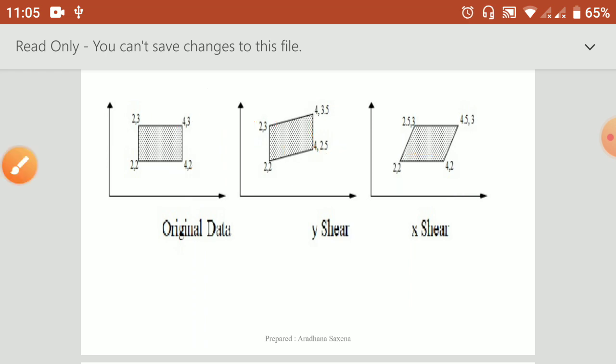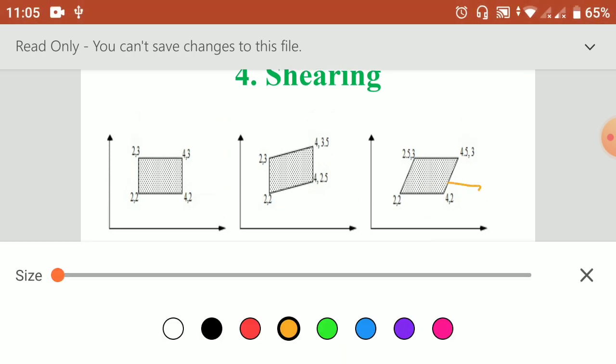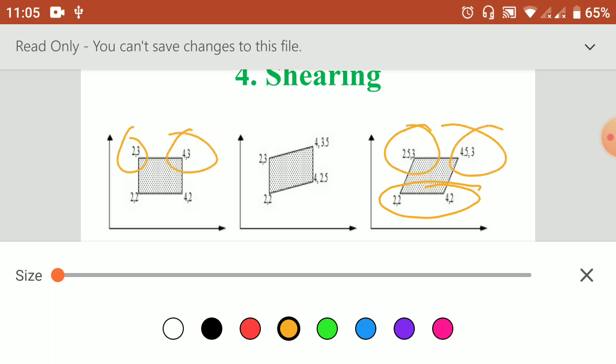While in x shearing, one edge will be constant, so this edge is constant here, and because it is x shearing, the y value will remain the same. It is 3 in the original, so it is 3 here. And the x vector, we drag the edge, so it is dragged with a 0.5 value. It is 2.5 from 2 and 4.5 from 4.